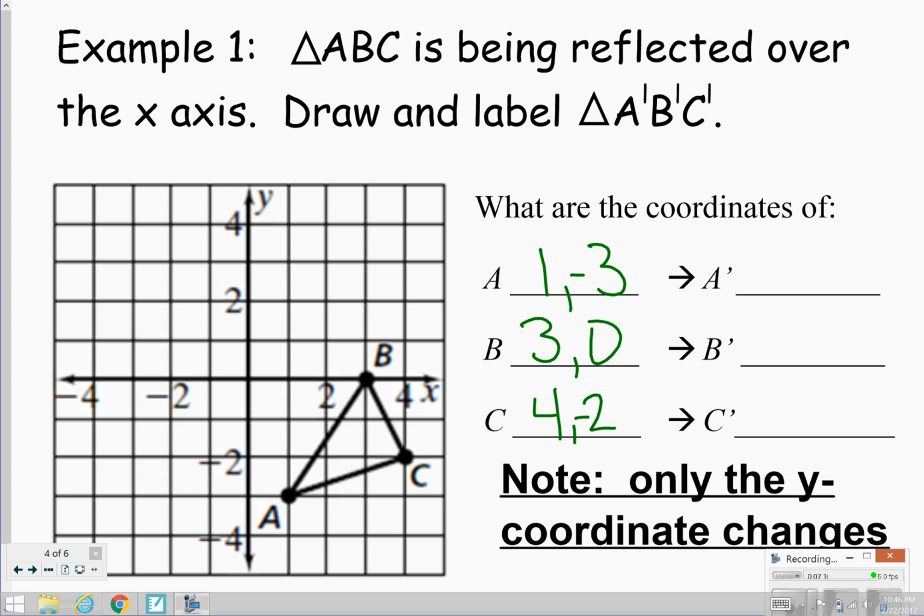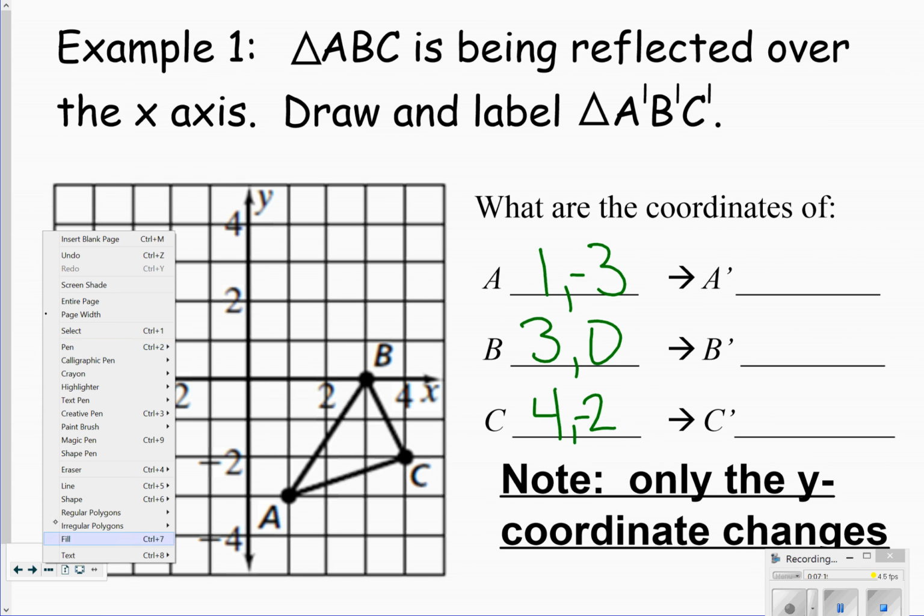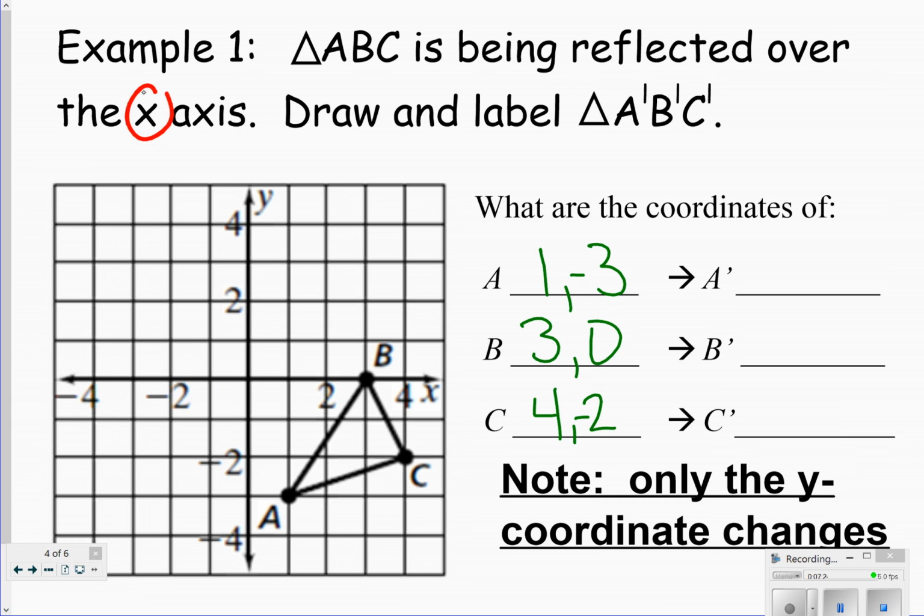We want to draw and label triangle A prime, B prime, C prime, the new image. All right, so let's see, what did they say? They said over the x-axis. So that's information, again, I really want to know ahead of time. It's the x-axis, and so I don't get confused, I'm going to go ahead and trace, very sloppy trace, but I'm going to trace the x-axis line. And now I know that I want to just basically pick this triangle up and flip it over kind of like a pancake and flip it over to the other side.